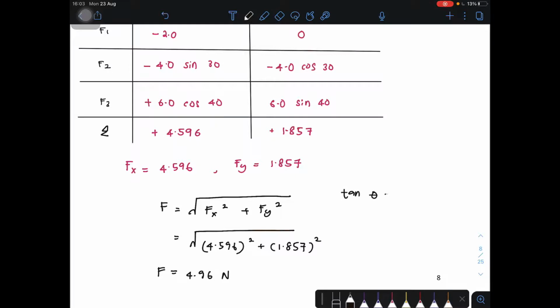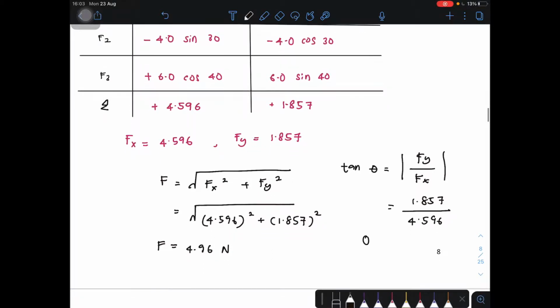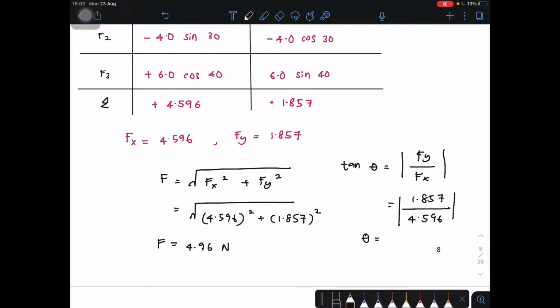And then remember you need to calculate the angle as well. So untuk cari angle, it is fy divided by fx. So fy 1.857 divided by fx 4.596. So angle here, okay, don't forget the modulus here. So angle sama dengan 22 degree. So since kedua-duanya positif, so 22 degree above positive x-axis.